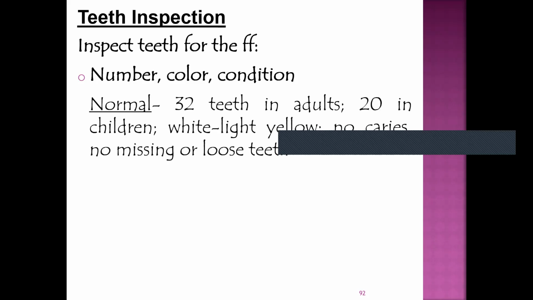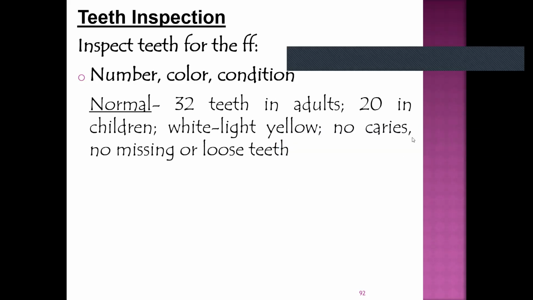So a normal tooth count is 32 teeth in an adult and 20 in children, and the teeth are white to light yellow, with no caries, no missing or loose teeth. You don't need to count them. You can just observe. If you find it annoying to ask the patient, you don't ask, "How many teeth do you have?" You don't do that.